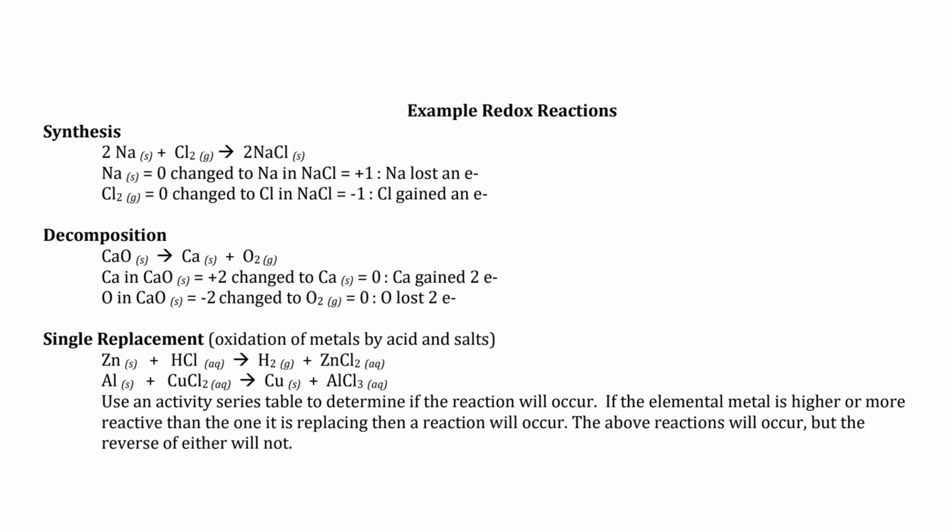Single replacement, oxidation of metals by acids and salts. You have zinc plus HCl making H2 gas and zinc chloride. Aluminum plus copper 2 chloride makes copper and aluminum chloride. You can use something called an activity series table to determine if a reaction will occur. If the elemental metal is higher or more reactive than what it's replacing, a reaction will occur. The above reactions will occur, but the reverse of either will not.